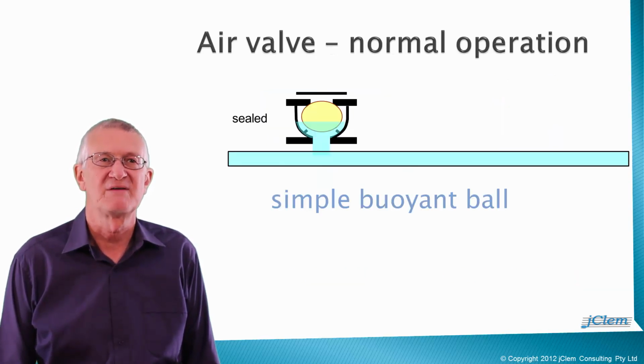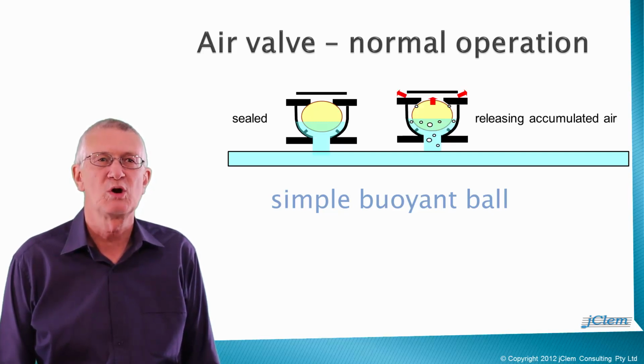A normal air valve is built with a simple buoyant ball. While fluid is present, the ball floats upwards and seats against an orifice at the top of the air valve. As small amounts of air accumulate in the air valve, the air escapes around the ball and through the orifice at the top of the air valve.